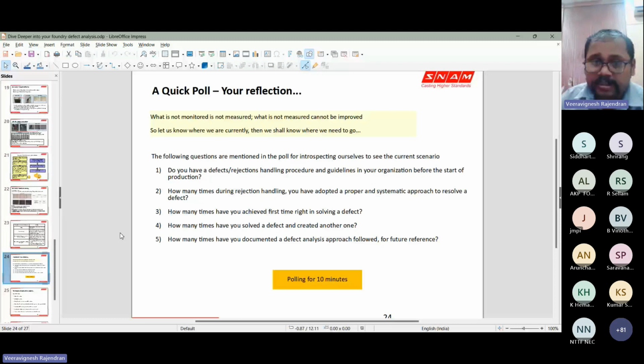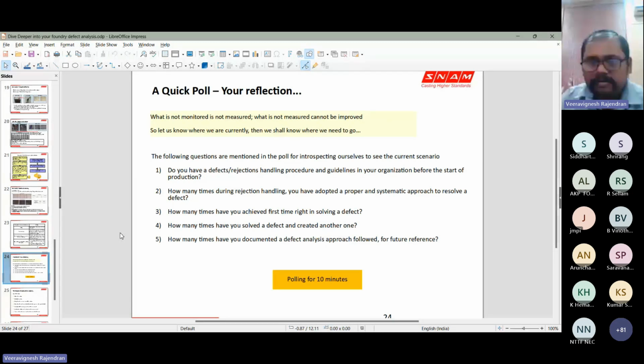And how many times have you achieved first time right in solving a defect? So you tried to solve a defect and you solved it permanently at the first time of trial itself. How many times have you solved the defect and created another one? Say today, to reduce the weight of the casting, I've done some exercise, or to increase the flow rate or filling, I've increased the ingate thickness or some kind of gating corrections I've done. But because of this, I've created an inclusion. So how many such occasions have you had?